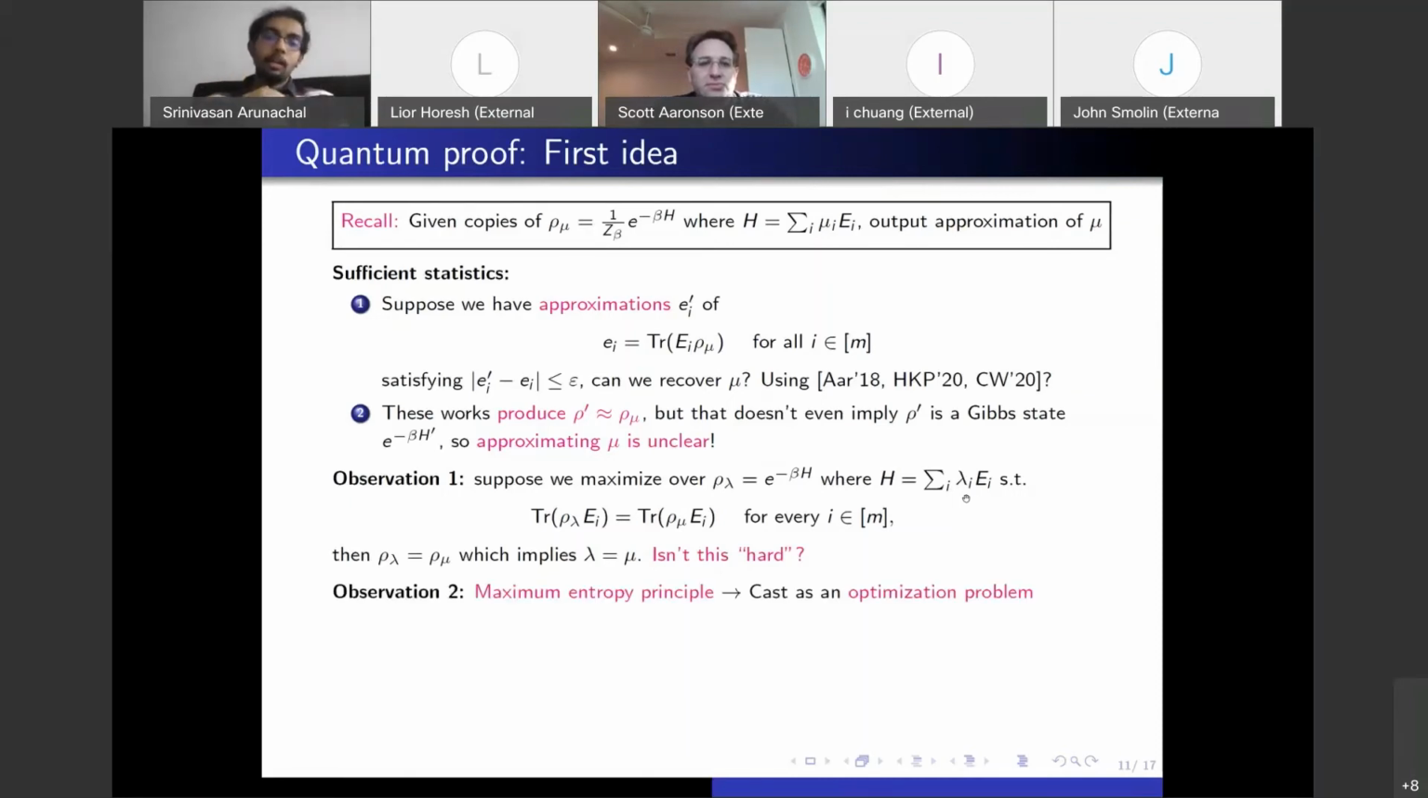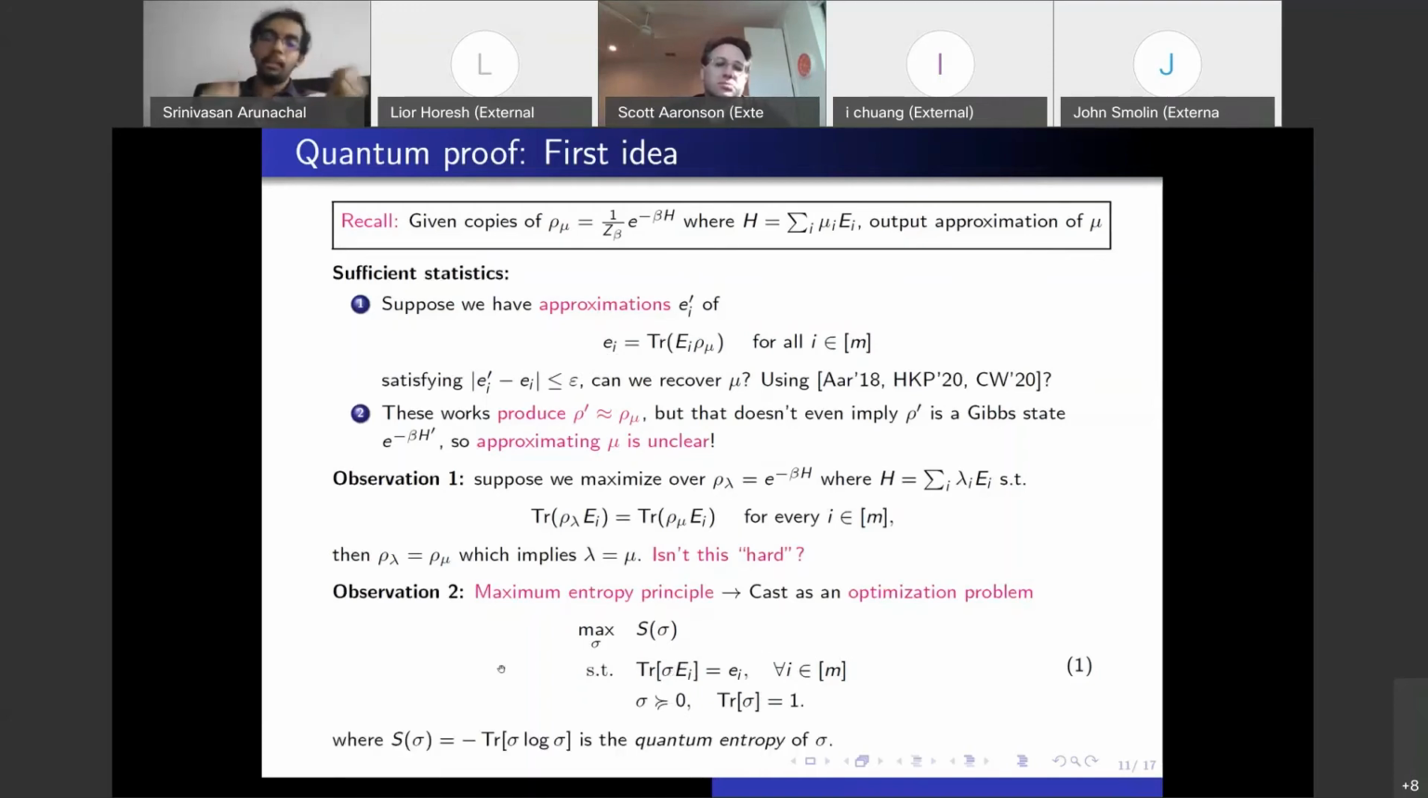So there is this nice idea called the maximum entropy principle. It says observation 1 can be cast into a nice, beautiful optimization problem. So let me define this optimization problem, and then I'll tell you why it's interesting. Let's say instead of maximizing over all possible Gibbs states, let's maximize over all possible quantum states. So it's just a PSD state with trace equal to 1. And all I say is the trace expectations between sigma and this unknown Gibbs state agree. So EI agrees with trace of sigma EI. That's my constraint. And the objective I would like to maximize is the entropy of this quantum state.